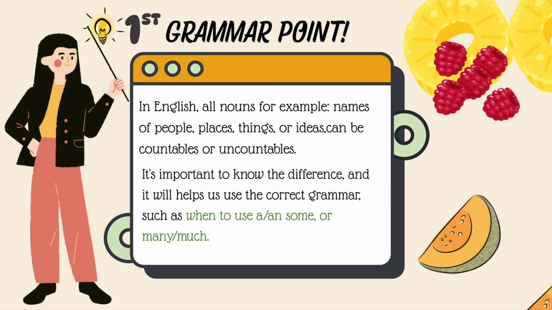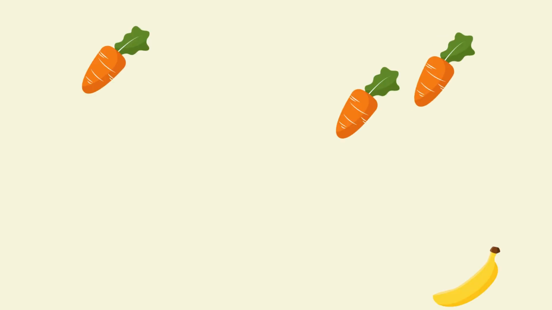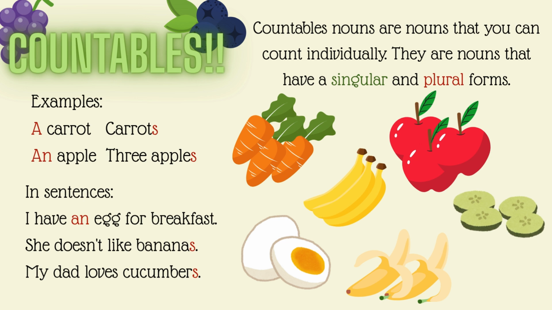Okay guys, so we have the first grammar point, and it says that in English all nouns, for example, places, names of people, things or ideas, can be countable or uncountable. It's important to know the difference because it will help you to use the correct grammar, such as when to use a, an, some, or many and much. Okay guys, so now let's take a look at countable nouns.